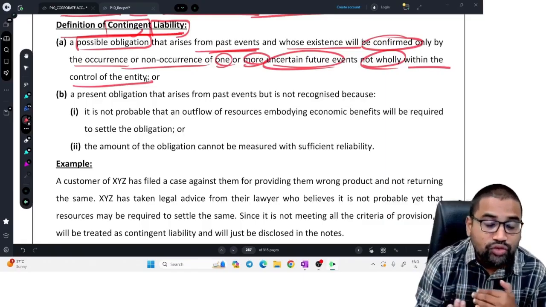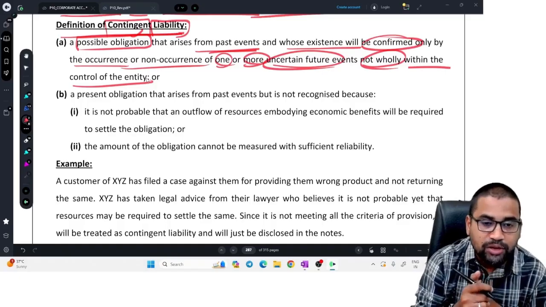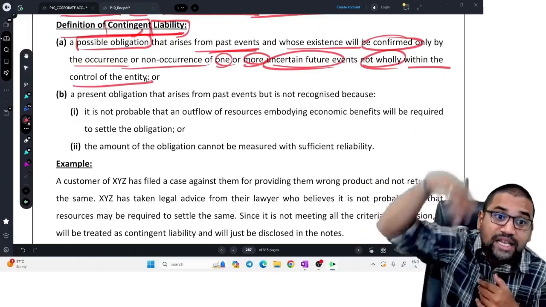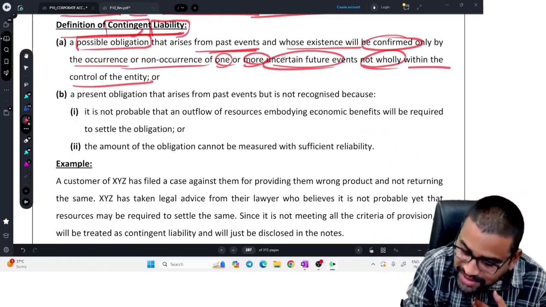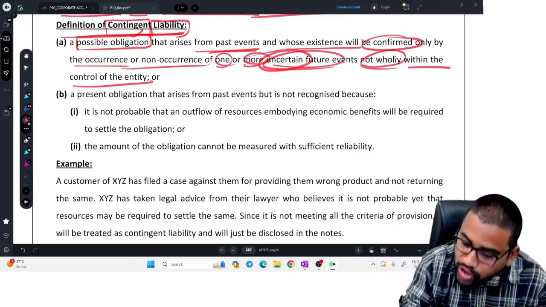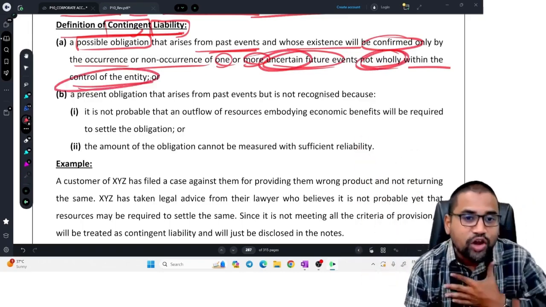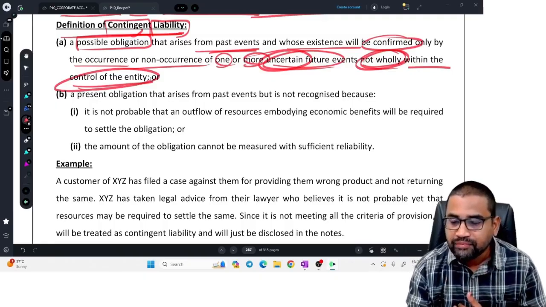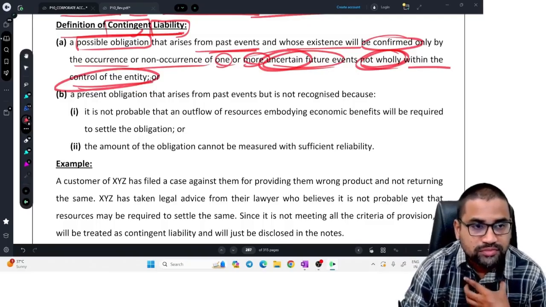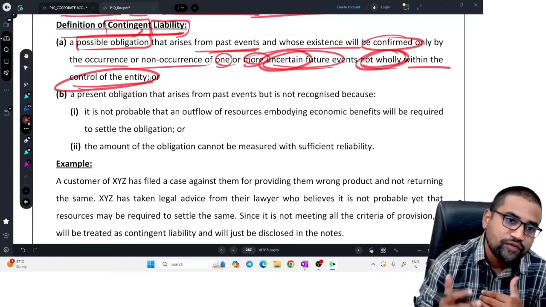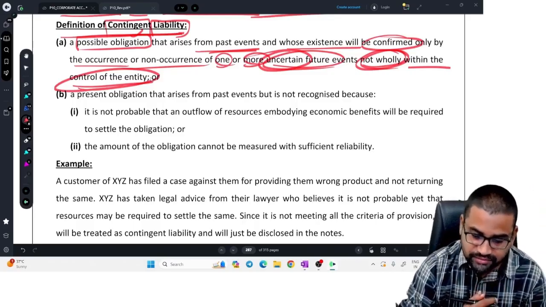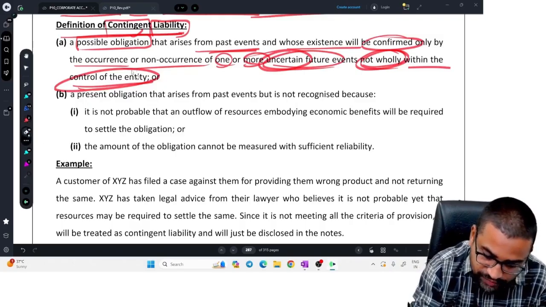And how will you know that the obligation may come or may not come? That depends upon the future events, occurrence or non-occurrence of one or more uncertain future events. That's why we don't know. Uncertain future events, not wholly within the control of the entity. They are not in our control.